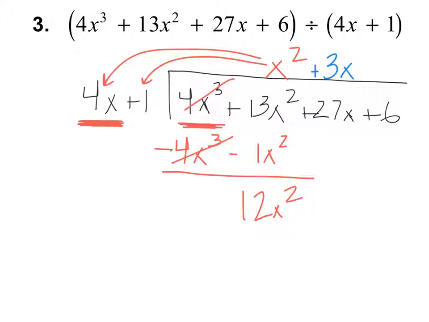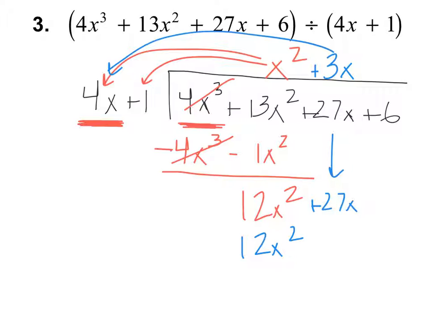And just like we did before, I'm going to multiply to both terms. 3x times 4x is 12x squared. Now that was the whole purpose, was to get rid of this. And oops, I forgot to bring down the 27x, so plus 27x. And then do the 3x times the 1, which is 3x, so plus 3x.